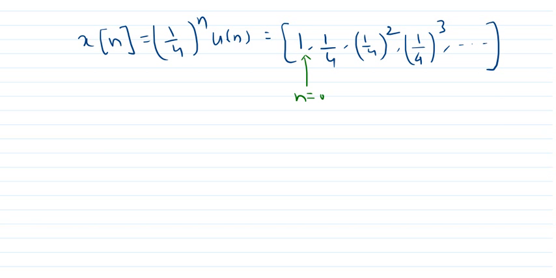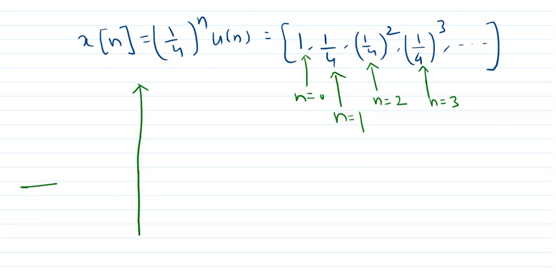The second value, 1 by 4, corresponds to n equals 1. This is n equals 2. This is n equals 3. Now we can draw the diagram. How to draw the diagram?